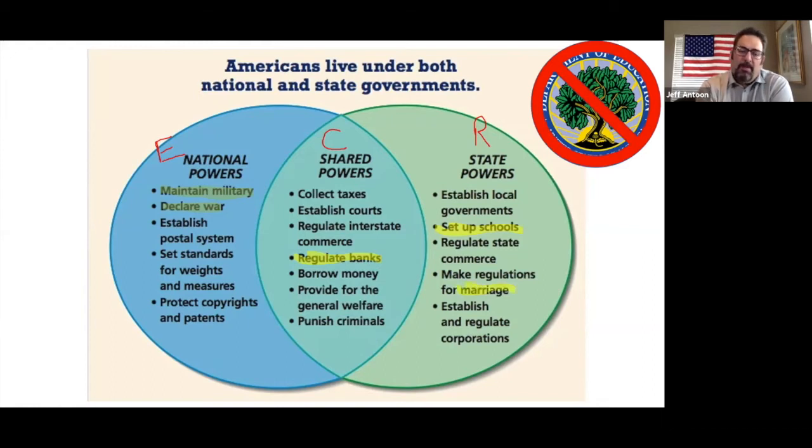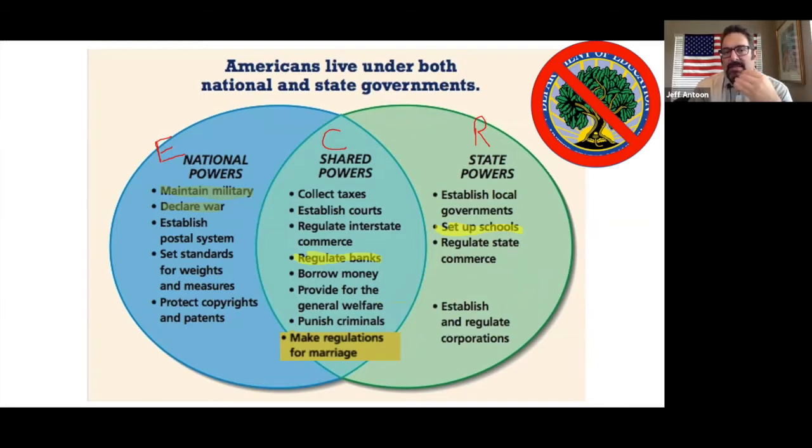The other one I want to talk about is making regulations for marriage. This is no longer the case as of 2015. So this is not a reserved power. I would take this entire chunk here and I would put it here. It is shared power, and really it's a federal power, but I wanted to show you that it's shared, that the states can have different types of stuff for the marriages, but it is a federal right. So I want to make sure you guys get that.